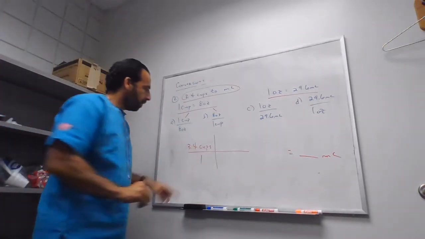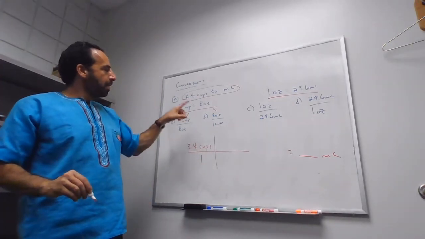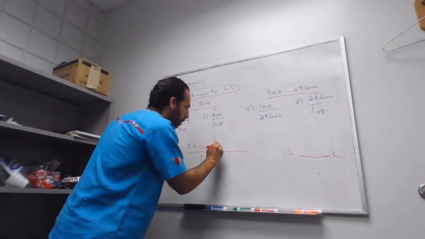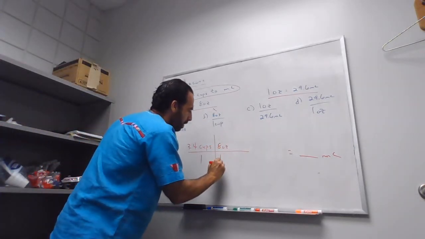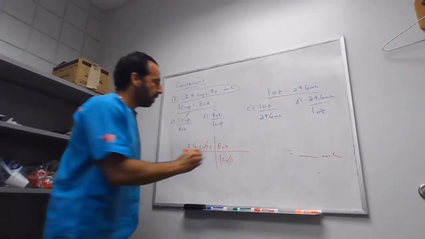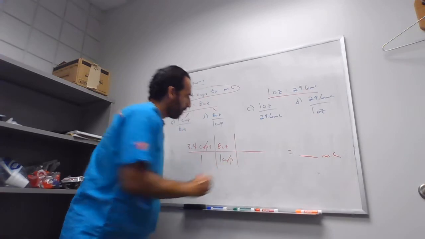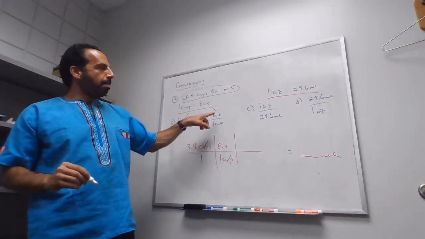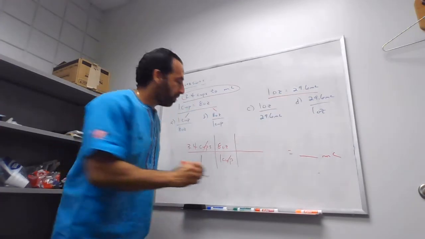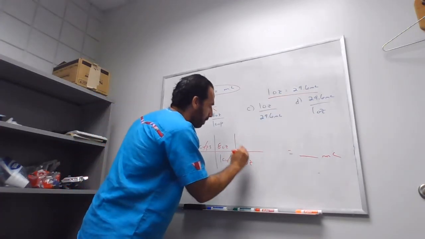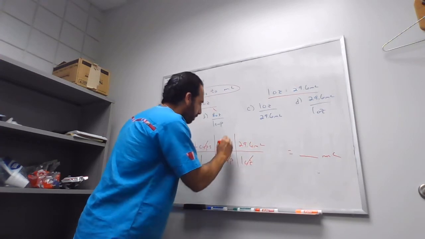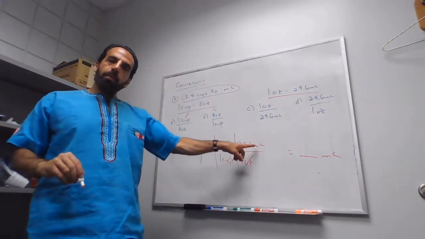Again, I'll put this over 1. So I can go from cups to ounces. I'm going to use this one right here. I'm going to say, well, 8 ounces is 1 cup. So my cups cancel out. And then I can go from ounces to milliliters. I know that 1 ounce is 29.6 milliliters. So again, I'm left with milliliters on top.